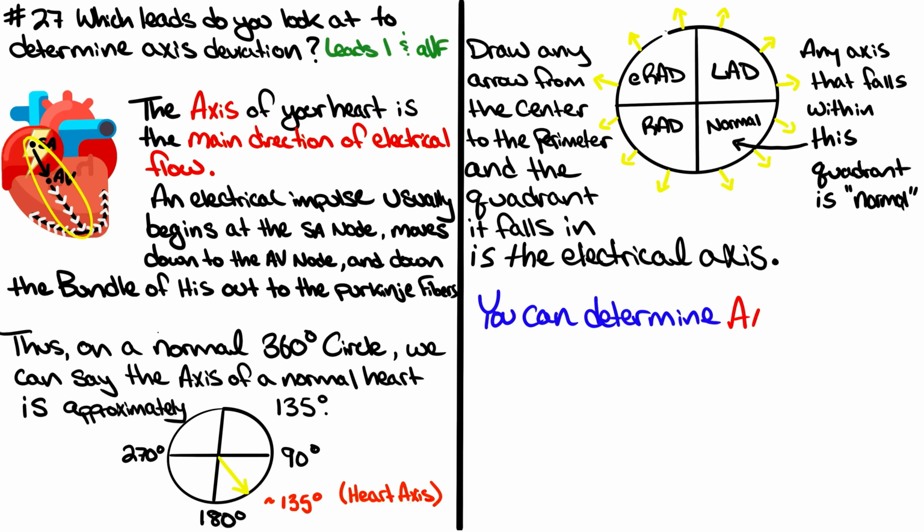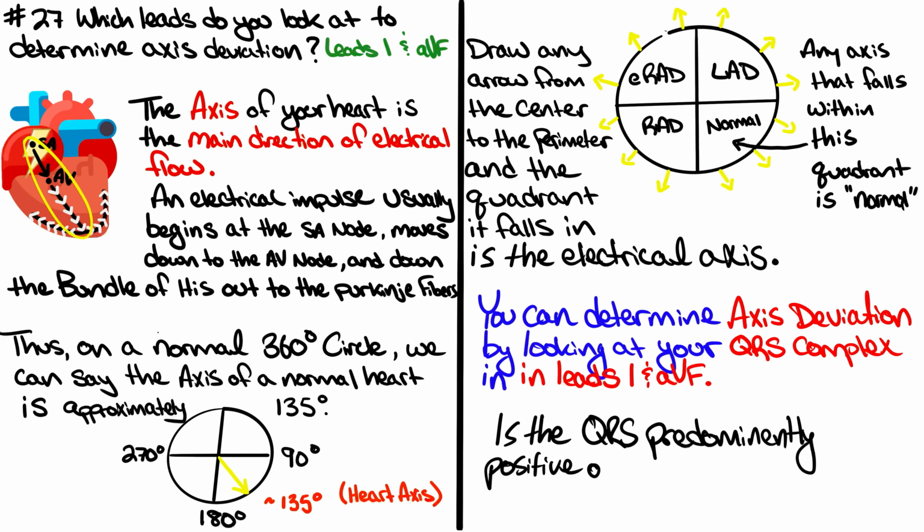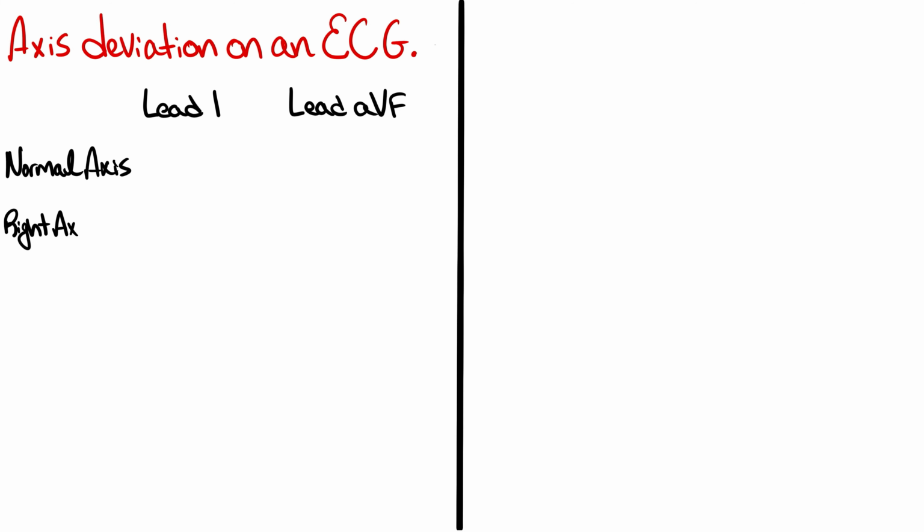So how does this relate to a patient in the field? You can determine axis deviation by looking at your QRS complex in leads 1 and AVF. What you're looking for is if the QRS complex is predominantly negative or positive. If you're good at remembering images, there's a particularly helpful chart to help you remember axis deviation. Again, you're going to be looking in leads 1 and AVF. If the axis falls within the bottom right quadrant of our circle, we're going to have a normal axis. On an ECG, this is going to appear as 2 pointy hats in leads 1 and AVF. Pointy hats being a positive deflection of a QRS complex.